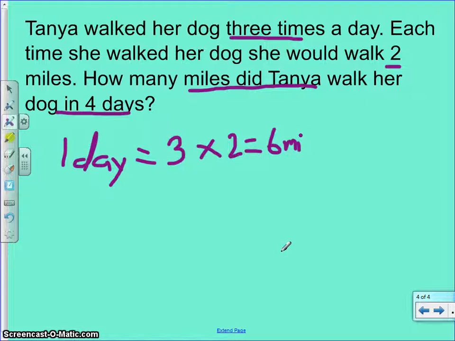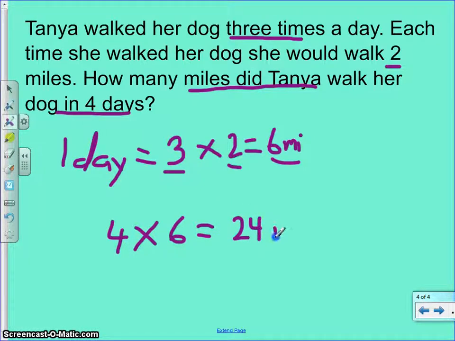So we know right now that in one day, she's going to go 6 miles, because she walks her dog 3 times a day and goes 2 miles every time she goes out to walk her dog. So total, in one day, she'll go 6 miles. There are 4 days. So if I take my 4 and multiply by 6 miles a day, that's going to end up being 24 miles. So Tanya in 4 days will walk 24 miles.